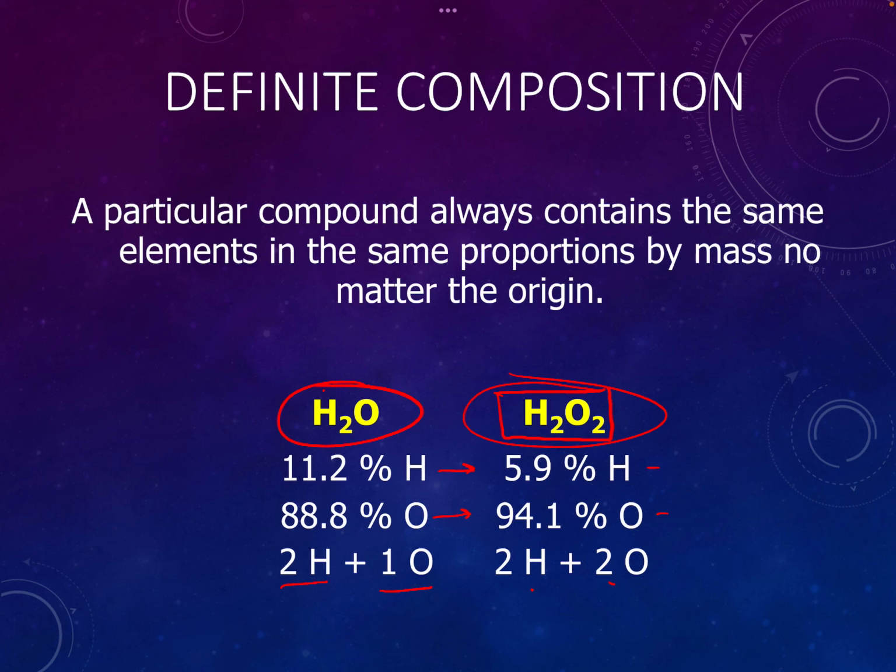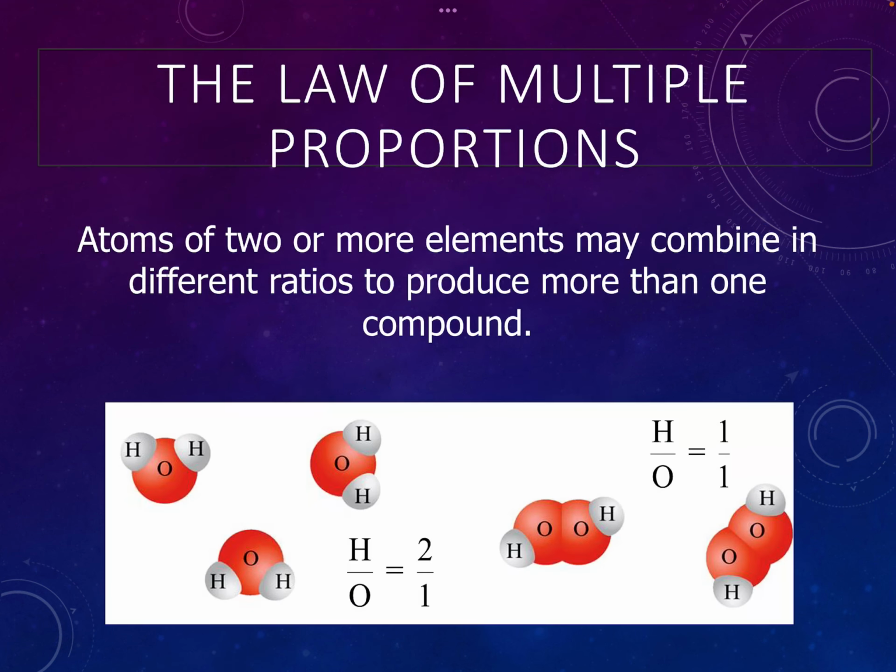If it's water, it's always going to be the same proportion by mass. The law of multiple proportions states, though, that our elements can combine in different ratios, like we saw in the previous slide, to make different compounds, right? If we have H2O, then we know that this is water, right? That 2-to-1 ratio. But if it becomes a 1-to-1 ratio, then it's hydrogen peroxide.